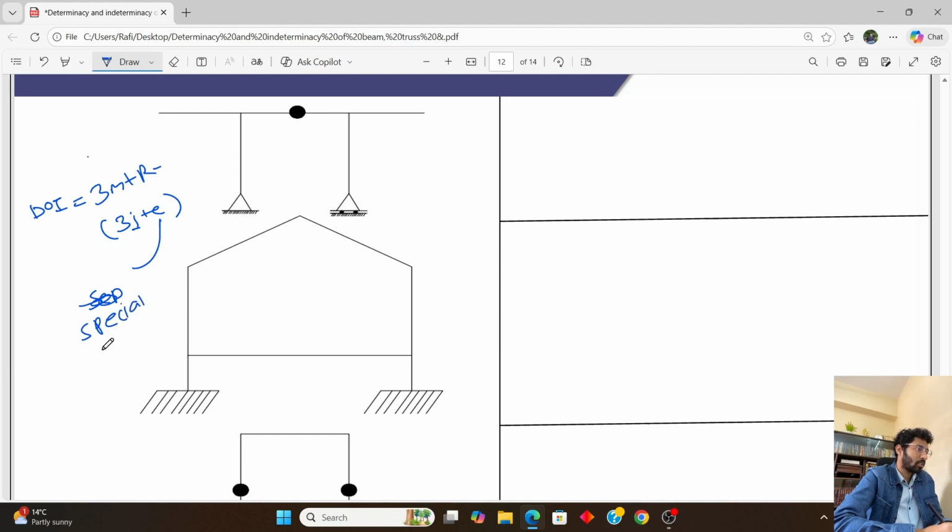the special equation. What is a special equation? Whenever we get another equation besides the 3 equilibrium equations, then we will consider the value of E to be 1. Okay, so there is an internal hinge here, so we will consider the value of E to be 1. Okay, so the number of bars for the first problem will be 1, 2, 3, 4, 5, 6.